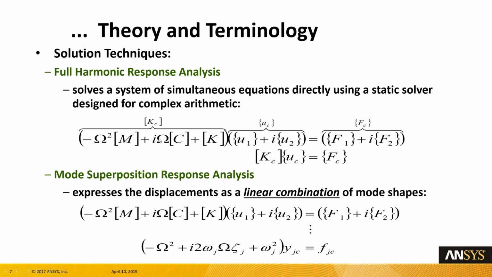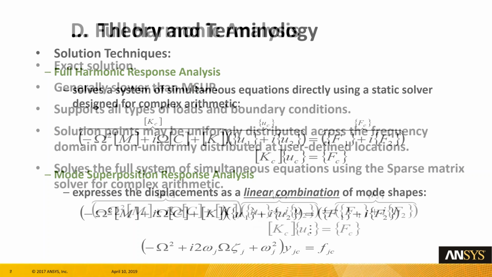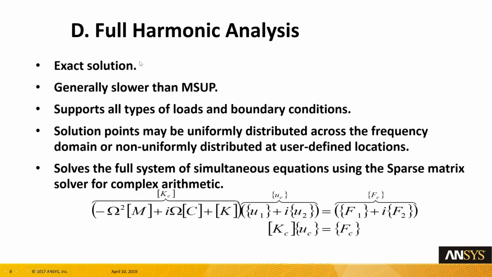So please note, full harmonic analysis is a straightforward solution, and mode superposition analysis is going to depend on the number of modes that you pick. If you don't pick enough modes, then the solution may be off, and it may be way off. So the full harmonic analysis is an exact solution. And since it's an exact solution, it generally is slower than mode superposition, and supports all types of loads and boundary conditions. Solution points may be uniformly distributed across the frequency domain, and it solves the full system of simultaneous equations.